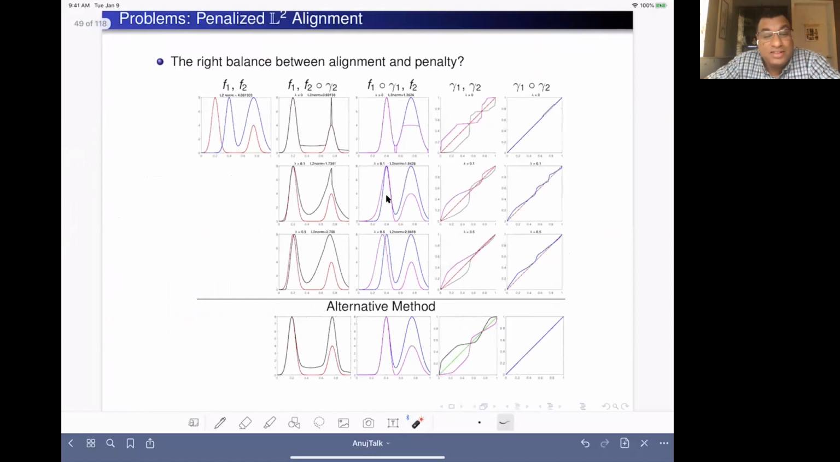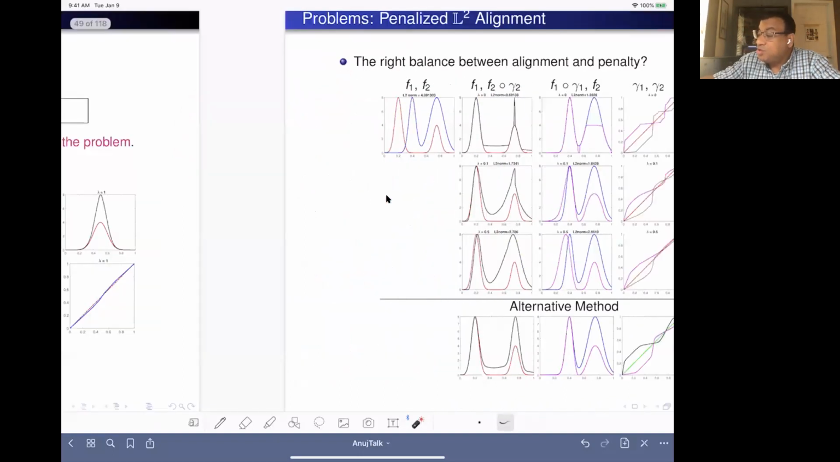The problem with putting these penalties is that you can improve the solution, and I have this sequence. In this picture, I start with two functions. In the left column, I time warp F2 to align with F1. In the right column, I time warp F1 to align with F2. And this is where the penalty is increasing. As I increase more and more penalty, what we find out is the solution is no longer symmetric.